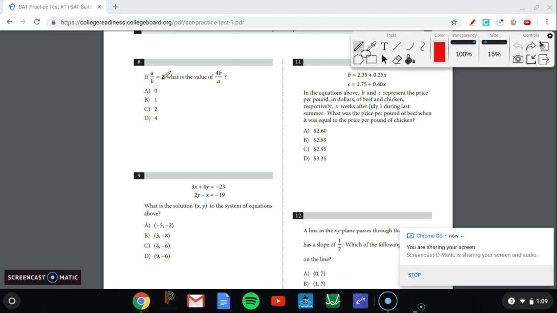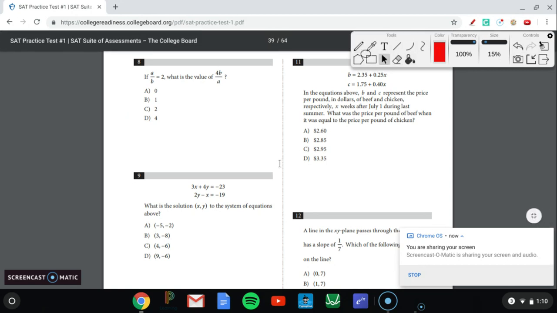A over b is equal to 2. Let's choose two numbers, one for a and one for b, that makes this true. For example, let's say a is equal to 2, b is equal to 1. 2 divided by 1 is equal to 2, so that works. What is the value of 4b over a? Well, we chose what b and a were, so let's plug them in. 4 times b is 4 times 1, a is 2. 4 times 1 is 4, divided by 2 is 2. Final answer is 2. These questions take 10 seconds, as long as you know how to do it correctly. Just plug in random numbers, see what works.